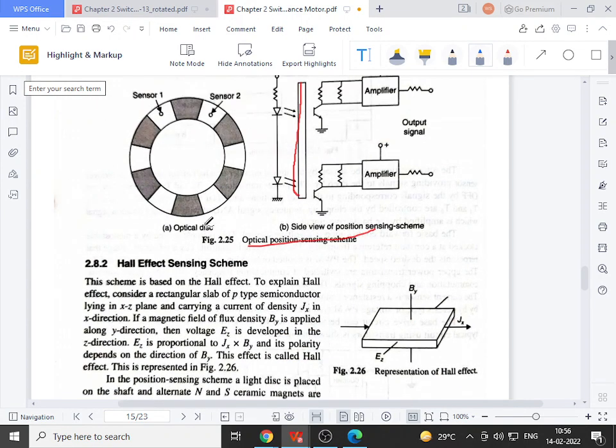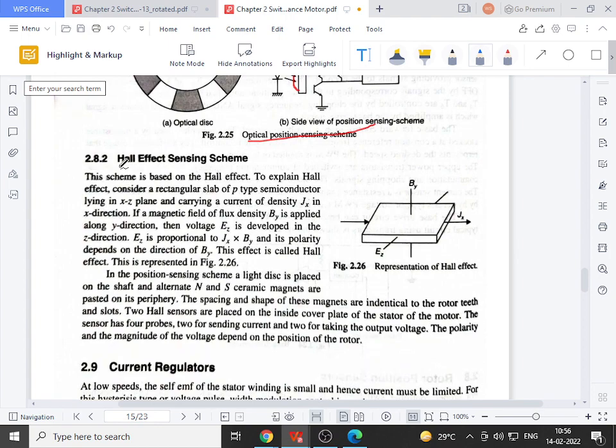Now along with this particular scheme, there is one more scheme which is used to sense the position of rotor, and this is the Hall effect sensing scheme. In detail we are going to study this Hall effect sensing scheme in BLDC. Okay, same logic is there in SRM, because in BLDC actual rotor position is sensed by these Hall effect sensors, and there is one separate bit for this Hall effect sensing scheme of rotor position for BLDC. Okay, so in detail we are going to study this particular Hall effect sensing scheme in BLDC motor.